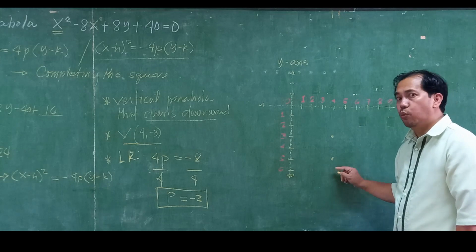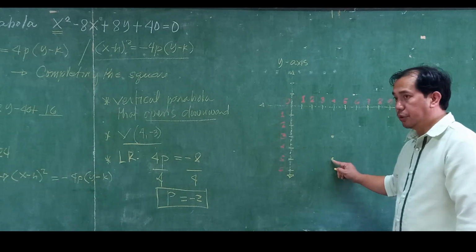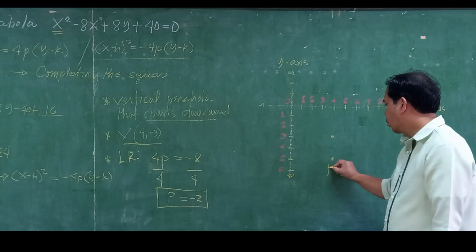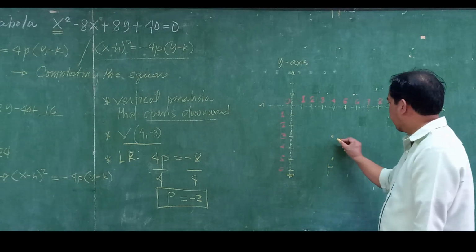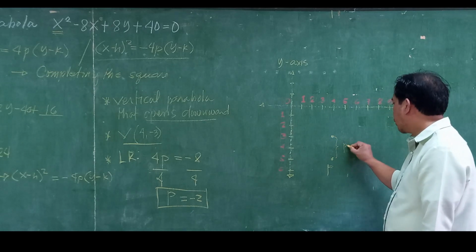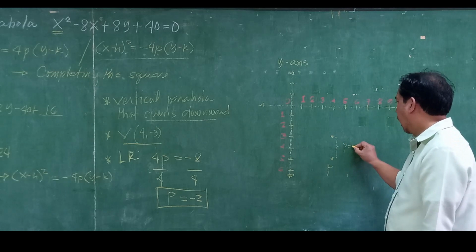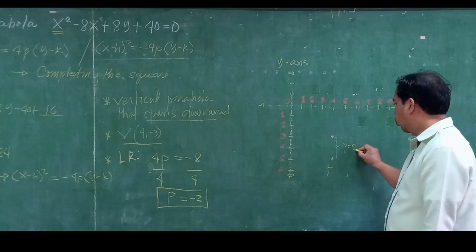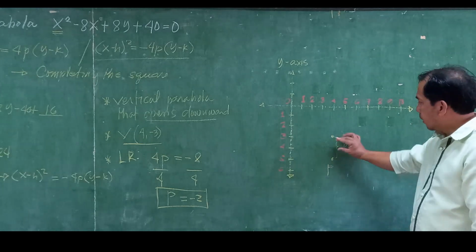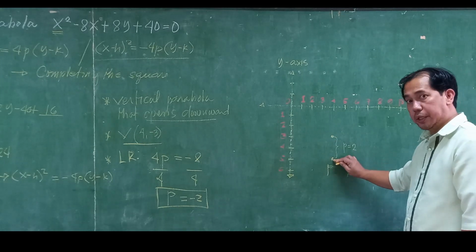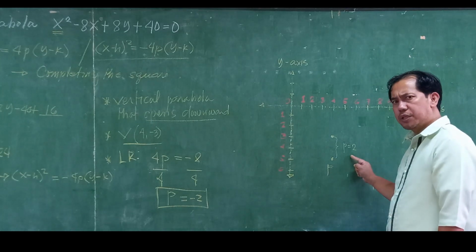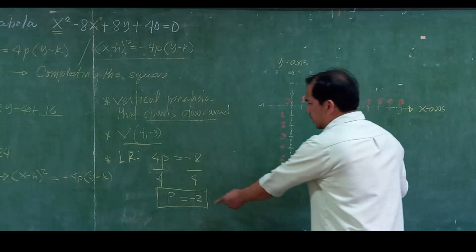Now, that will tell you that this next point below the vertex is what we will now focus on. That is already the focus that we have. Notice that this is p, which is the same as 2. The measure of this segment from the vertex to the focus is 2 units. Now you might be saying, why is that 2? Why is it not negative?